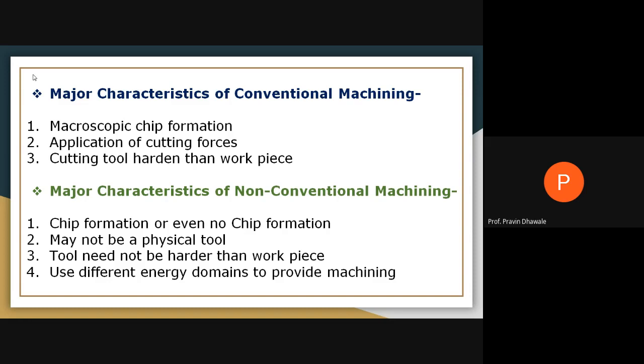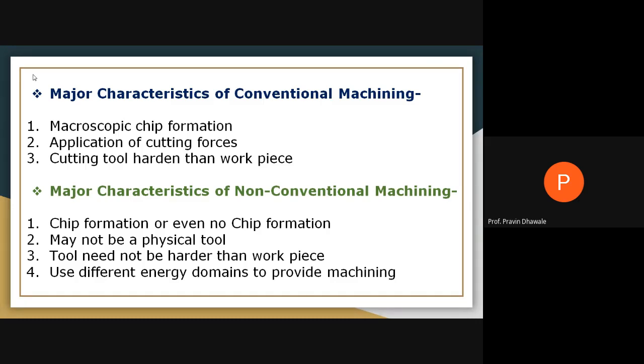These are the three main characteristics of the conventional machining process. That is, first one, microscopic chip formation. Second one, application of the cutting force. And third one, that is a cutting tool. It must be harder than the workpiece.